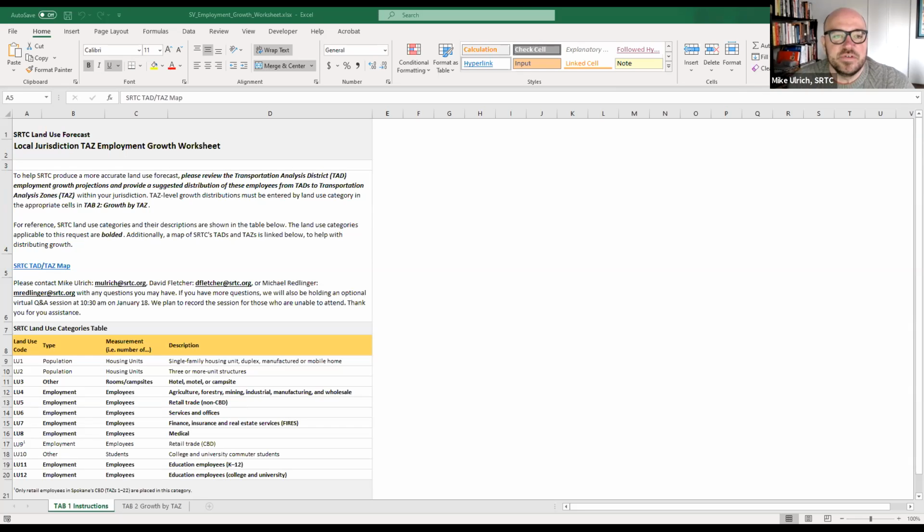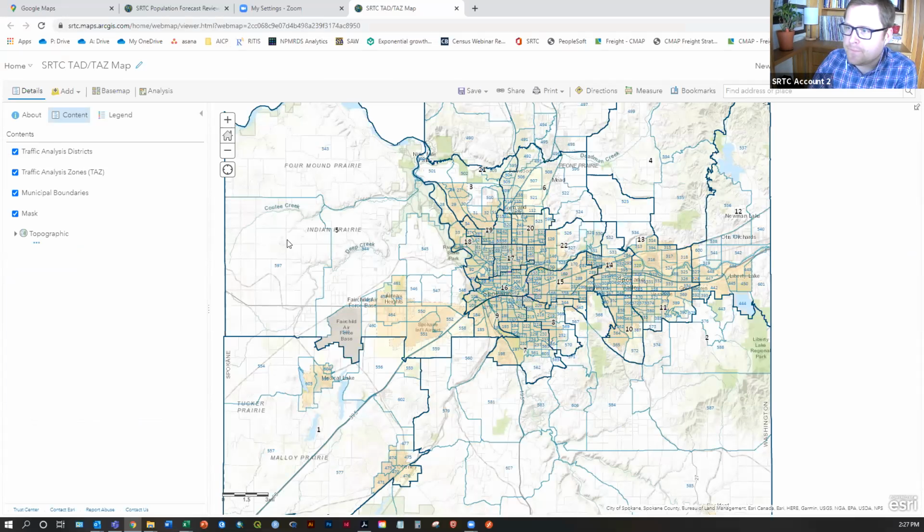We're not seeing the map, David. For employment. Oh, I think I just shared the worksheet, not the entire screen. Let me switch that. Okay, so now is everyone seeing the map? Yep. Okay.